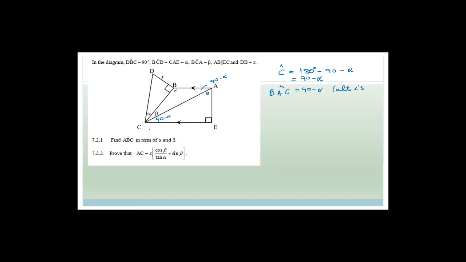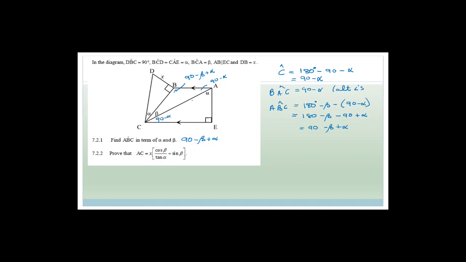Therefore, angle, what did they want? ABC. ABC is 180 degrees minus beta minus 90 minus alpha, which becomes 180 minus beta minus 90 plus alpha. So 180 minus 90 is 90 minus beta plus alpha. So B is 90 minus beta plus alpha. Okay. Everybody's happy with that. So this is 90 minus beta plus alpha.